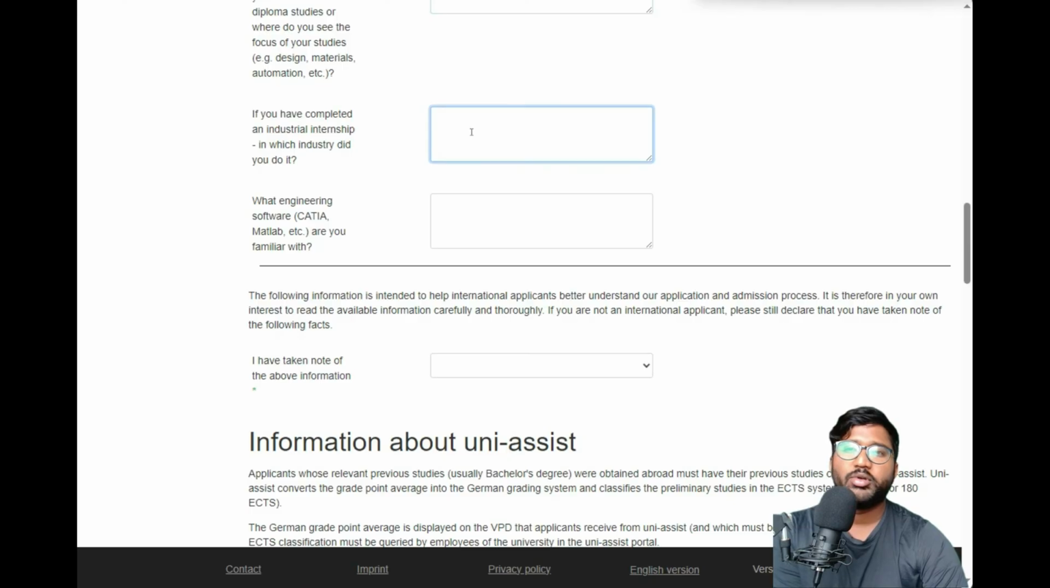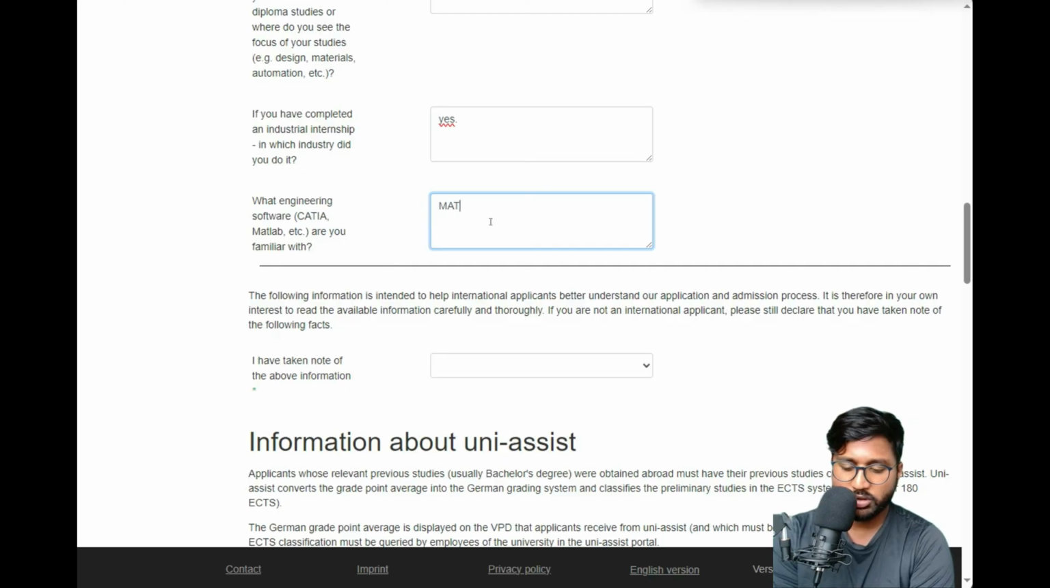Yes, you can do which, where and where you have done that. So don't forget to give the name of the internship, where you have done it, the website of the company and things like that. What engineering software, CATIA, MATLAB, etc. are you familiar with? So here I am sure if you have done electrical engineering or electronics or communication engineering, you will be familiar with MATLAB for sure. So you can click on MATLAB.